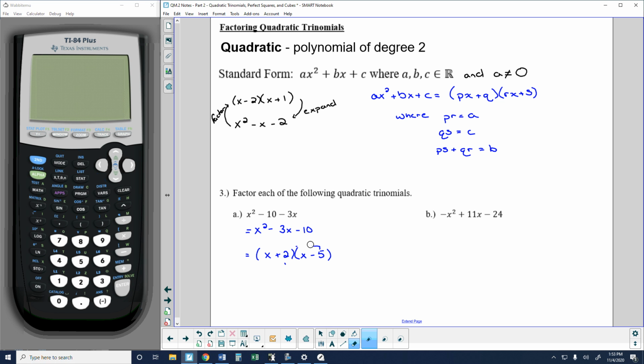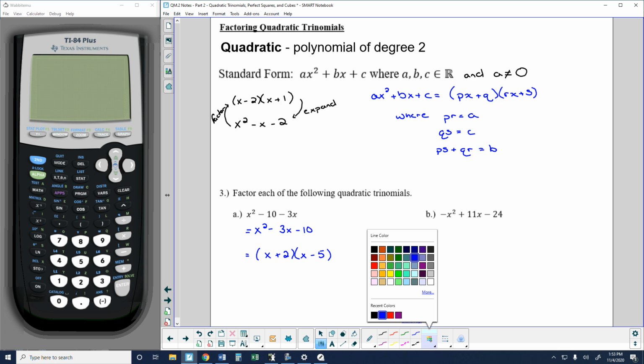So the first term in each binomial has to be a factor of the leading coefficient. The second term in each binomial has to be a factor of the constant, and then through the process of distribution, you have to get the middle term. So let's take a look at another example.